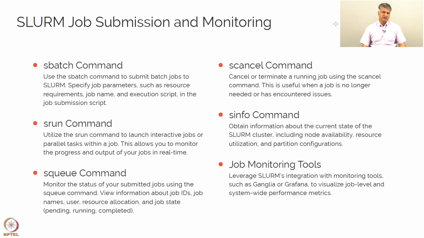The sinfo command gives you information about the current state of the SLURM cluster, including what nodes are available, what the resource utilization is, and what the different partition or queue configurations are. We can integrate SLURM with job monitoring tools such as Ganglia and Grafana to visualize this data at the job level or look at system-wide performance metrics.